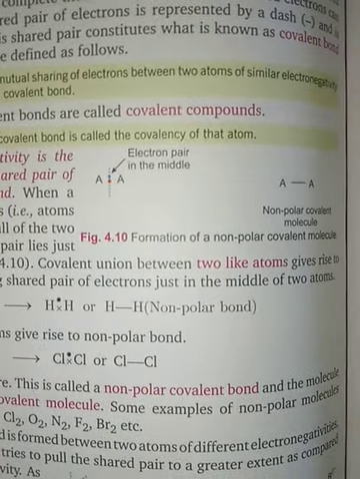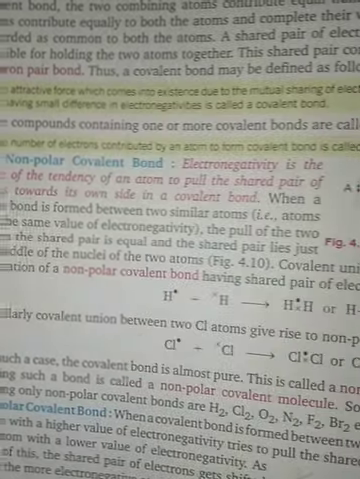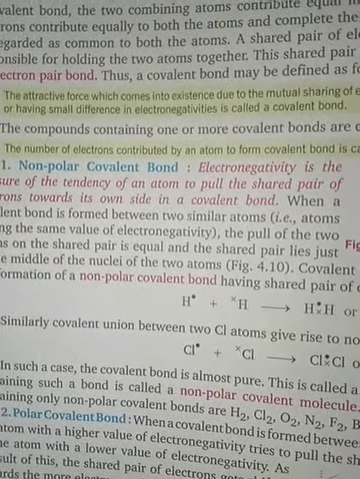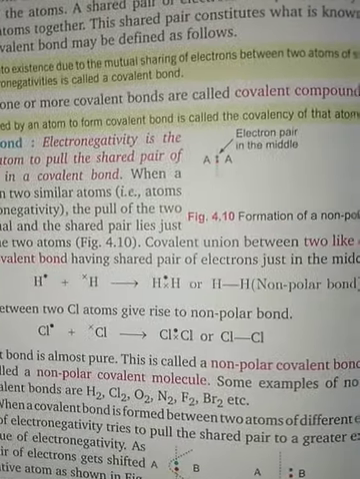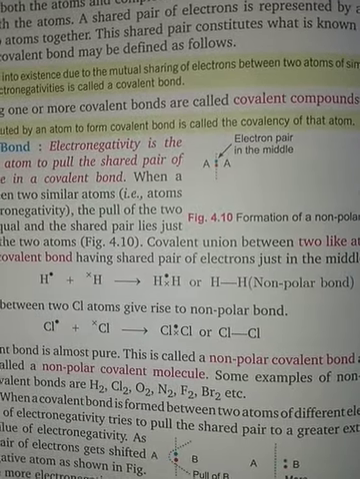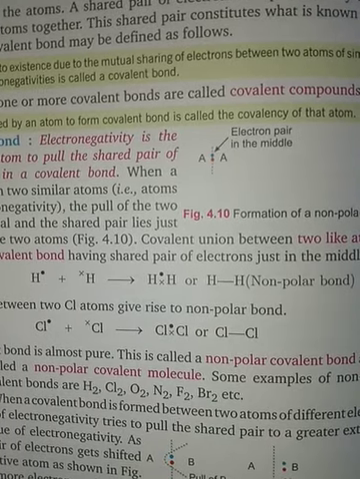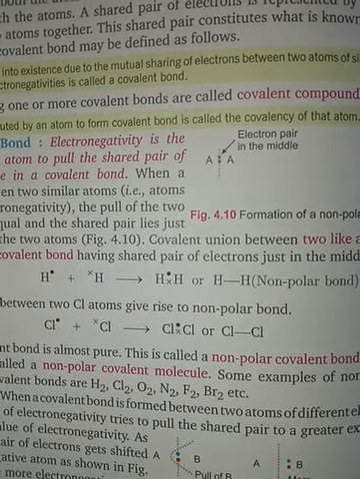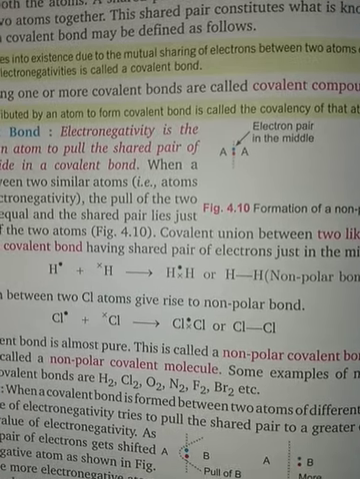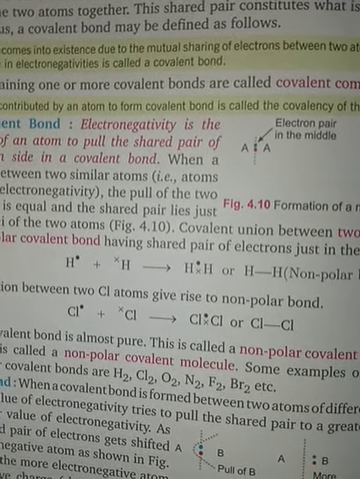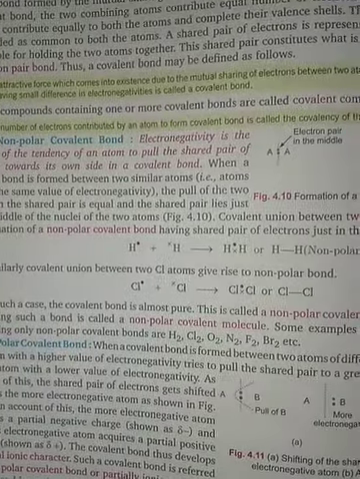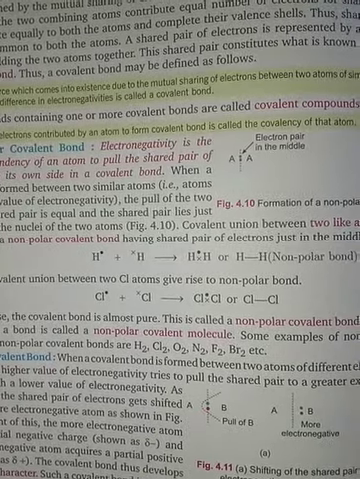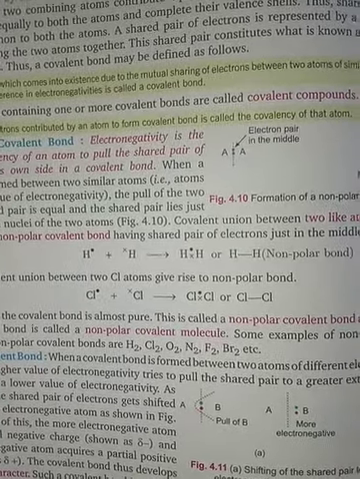Covalent union between two like atoms gives rise to the formation of a non-polar covalent bond having a shared pair of electrons just in the middle of the two atoms. You can see one electron from H and one from the second hydrogen; one is denoted by a dot and the other by a cross, and they are mixed in the middle, as you can see after the arrow. So this is a non-polar bond. Similarly, covalent union between two chlorine atoms gives rise to a non-polar bond, as you can see.